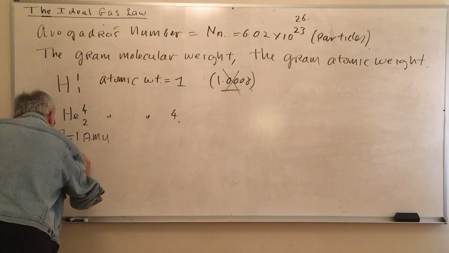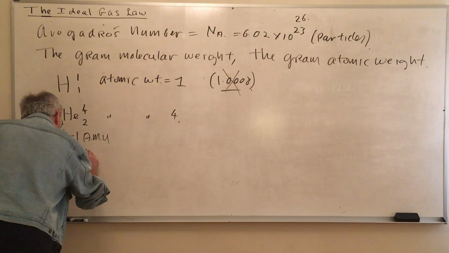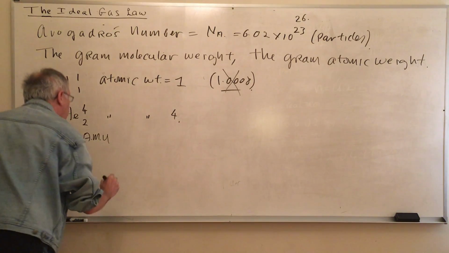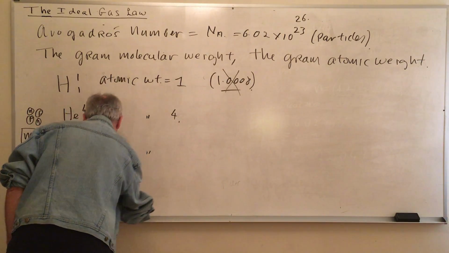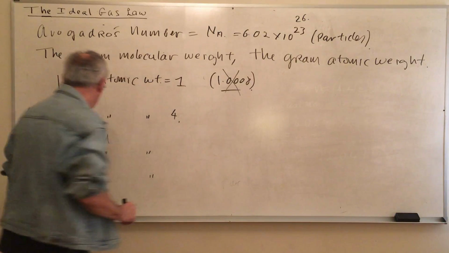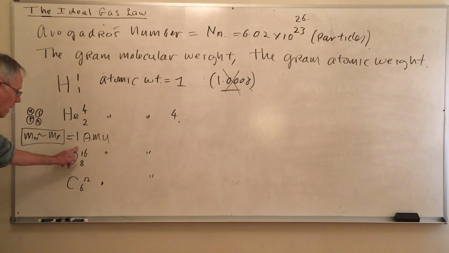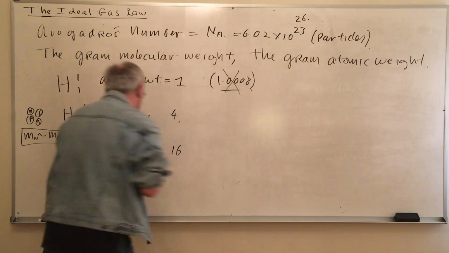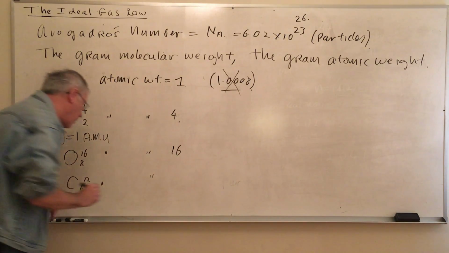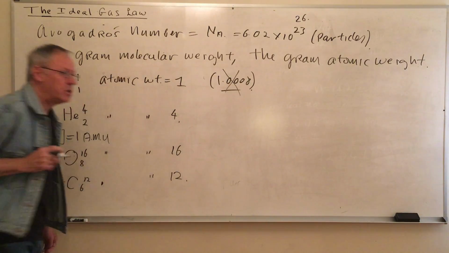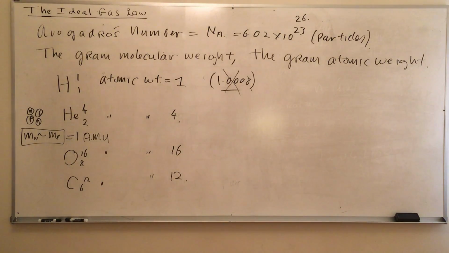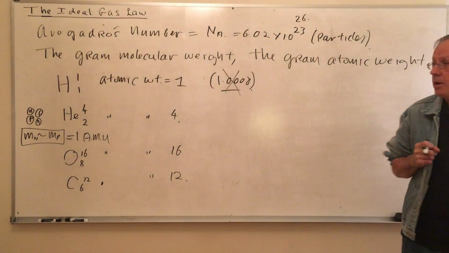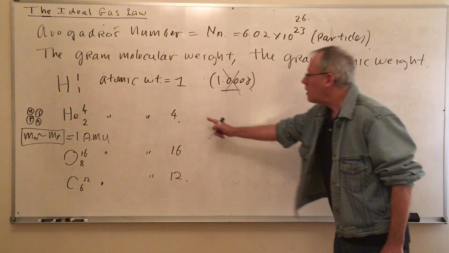Now we look at oxygen and carbon. The atomic weight of this guy is 16. So 16 is the atomic weight for this guy. Carbon 12. We use carbon 12 for dating sometimes, it might be wrong. It'd be interesting if carbon dating was wrong. The dinosaurs might have been much more recent. Not sure about that.